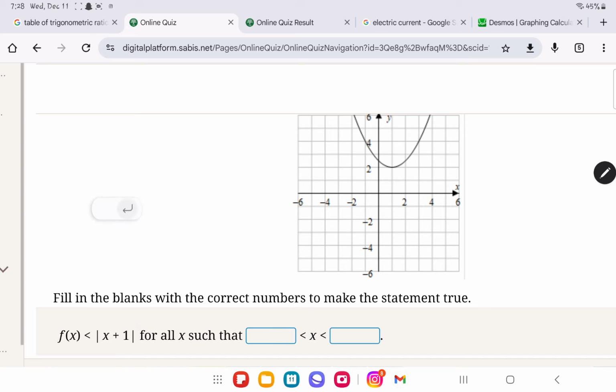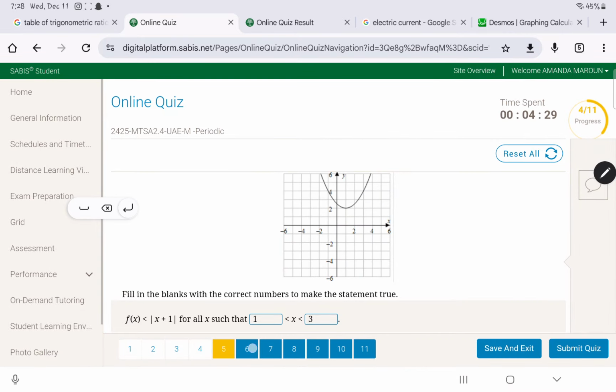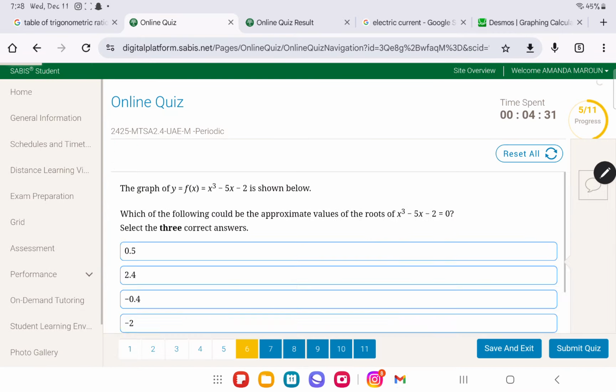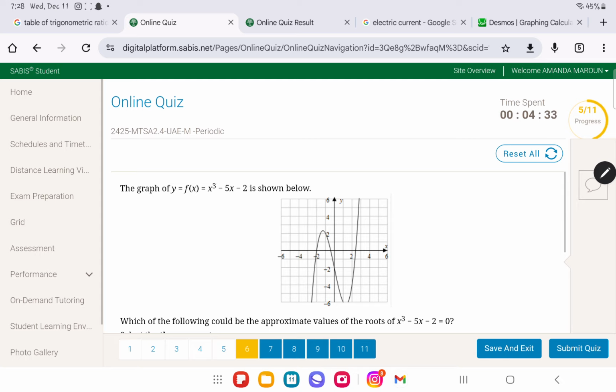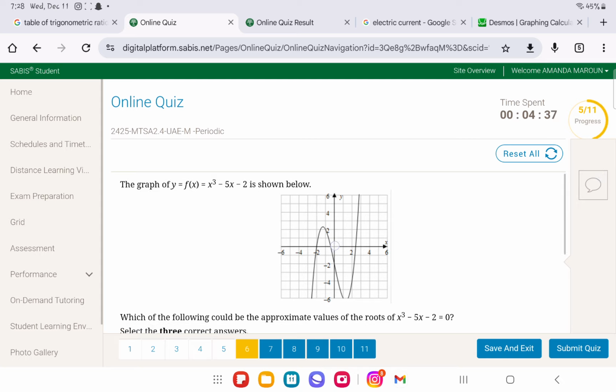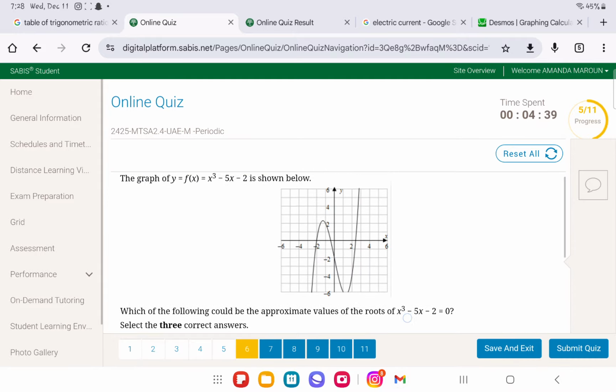So definitely the answer over here is 1 and 3. Moving on to question number 6. The graph of f(x) = x^3 - 5x - 2 is shown below. Which of the following values is the approximate roots of this function?